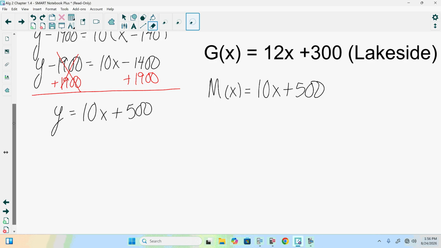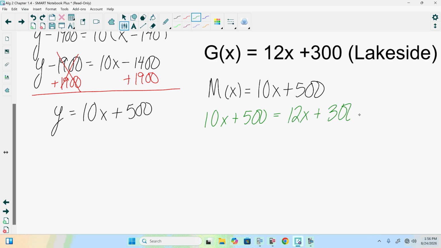So what we can do is take Maple's equation, 10x plus 500, and set it equal to what? Lakeside. 12x plus 300, yes? Really, we're just trying to make up the difference between the $200 starting amount, yes? What can we do first? There's actually 4 different options for what we can start with. Because we're trying to get x's on one side, numbers on the other, yes?